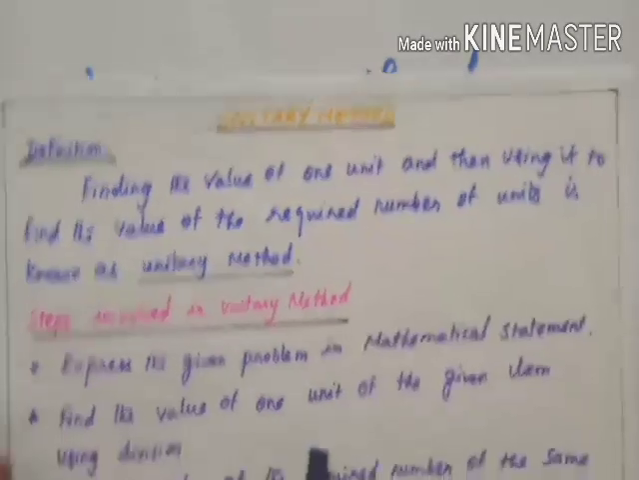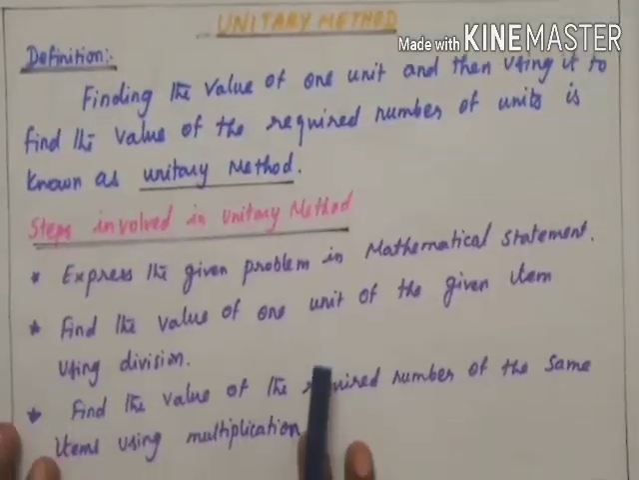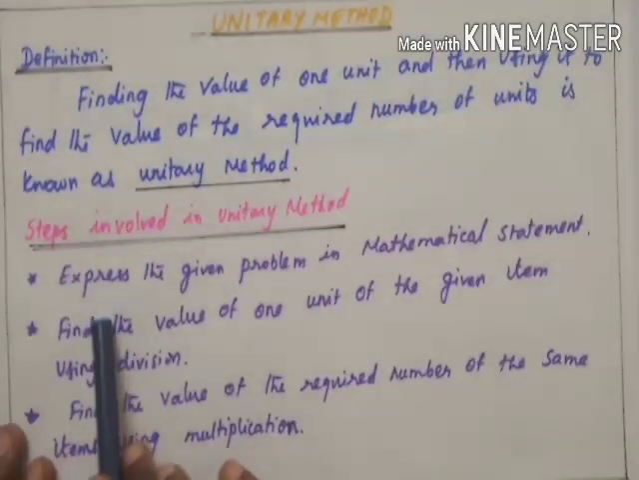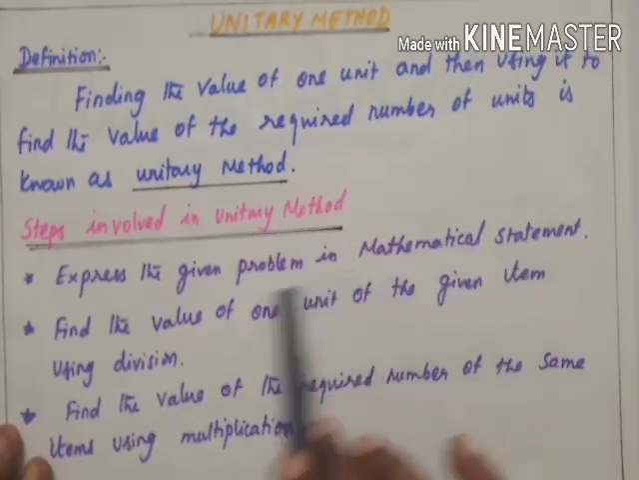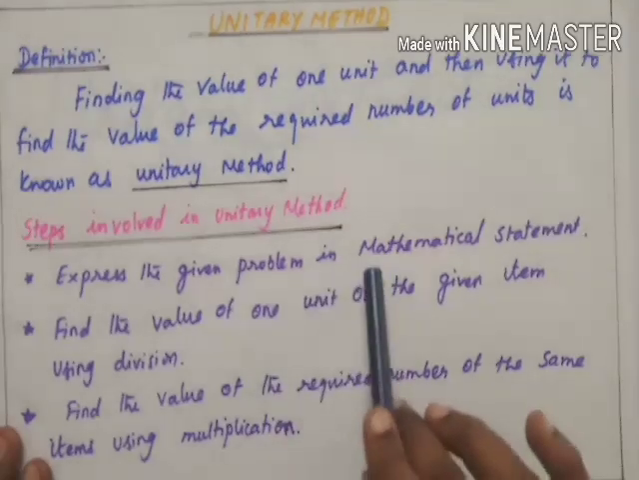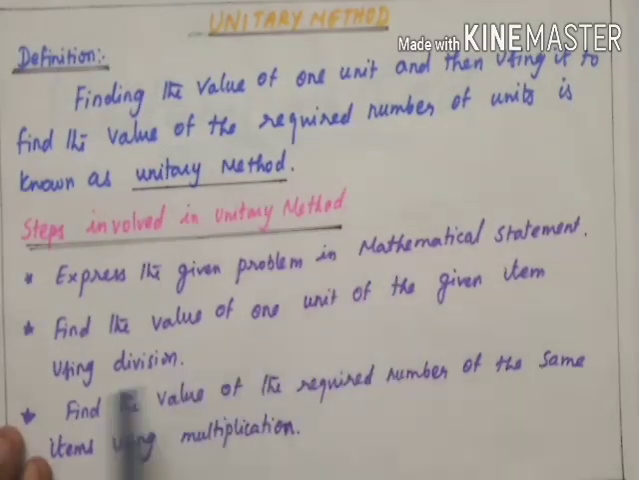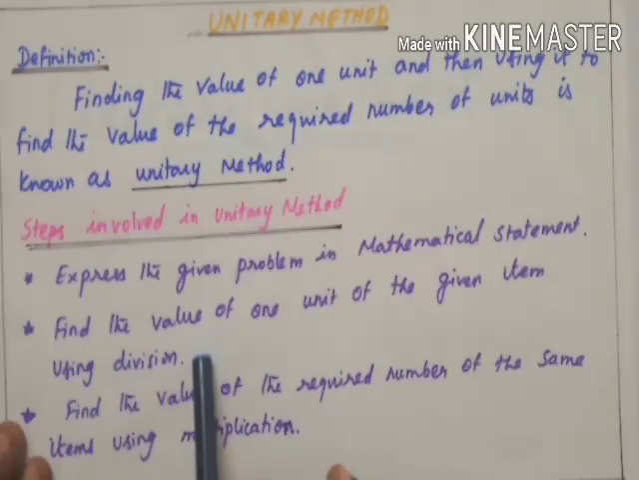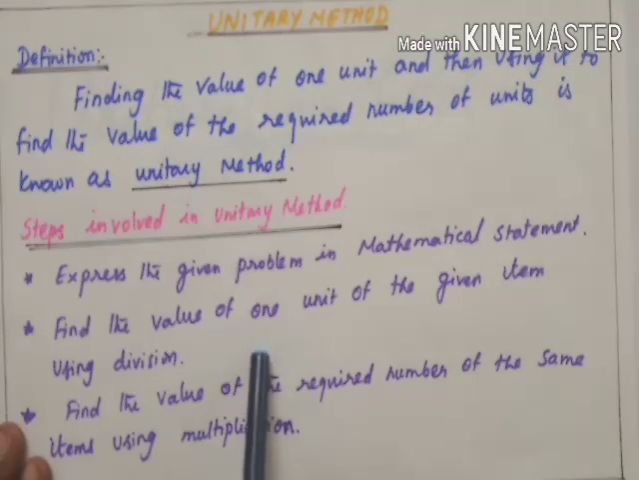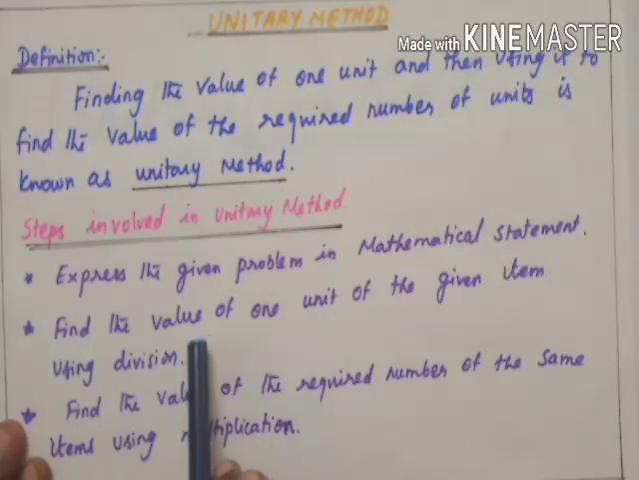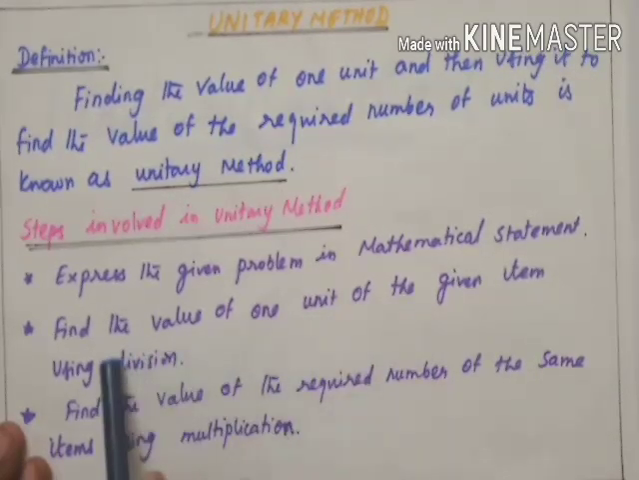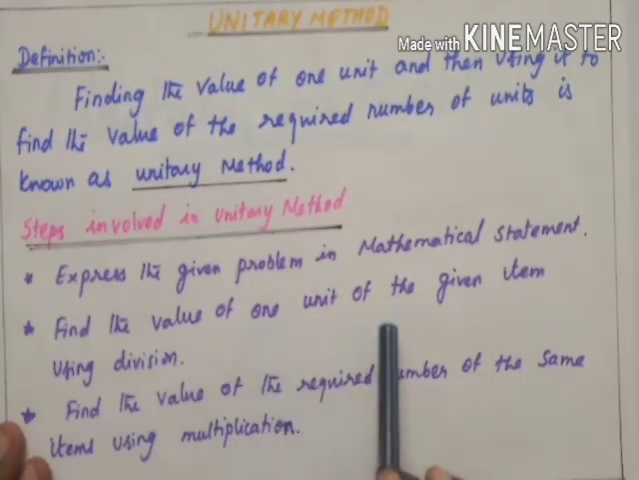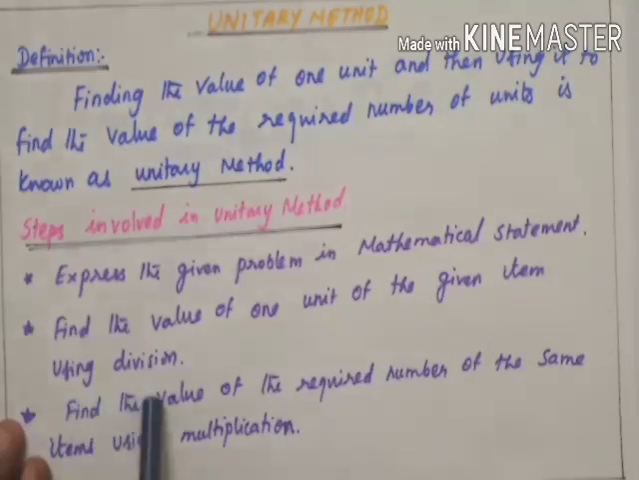Steps involved in the unitary method. First step, express the given problem as a mathematical statement. Then, find the value of one unit. For example, the cost of 10 apples. First we have to find the cost of one apple. Like that, find the value of one unit of the given item using division.